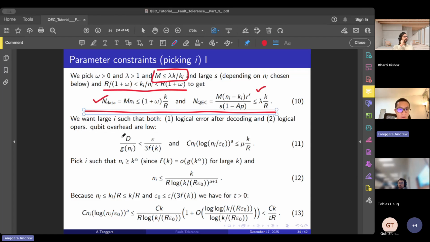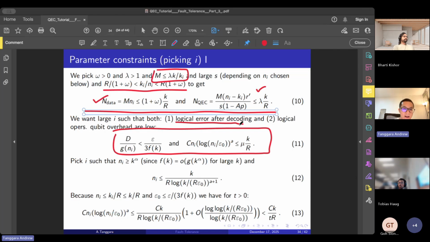And then for the last two inequalities, this is basically to ensure that the logical error is sufficiently low after decoding for each QEC cycle, and that the overhead for implementing this gate teleportation is also low, which is this inequality.